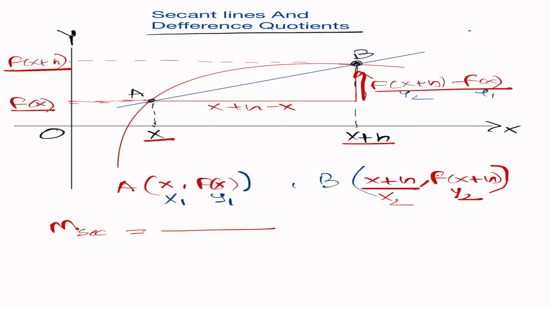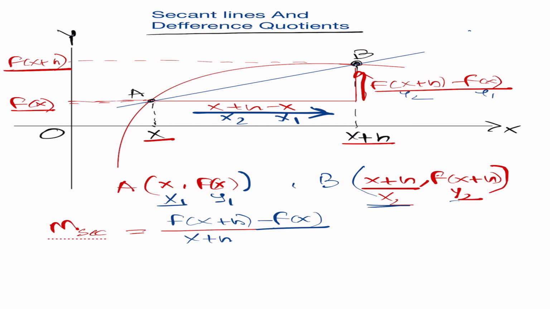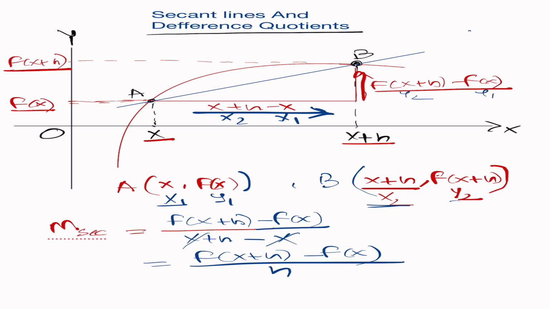What is our y2 minus y1? It is f of x plus h minus f of x, and the difference x2 minus x1. That's the difference between x2 minus x1, right? This is our rise. This is our run. Sorry. So x plus h is our x2, and this is our x1, right? Minus x. If we simplify it, we get f of x plus h minus f of x, and x cancels out, we get just simply h. So this is our difference quotient, right? And this is our secant line. So this is our secant line, right?